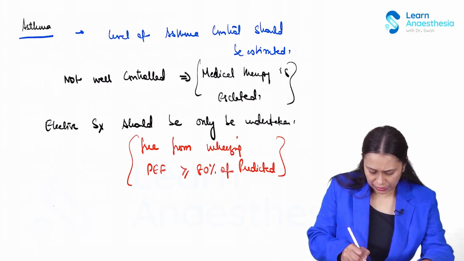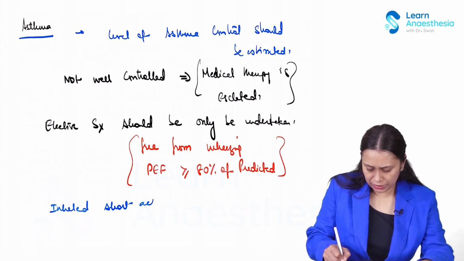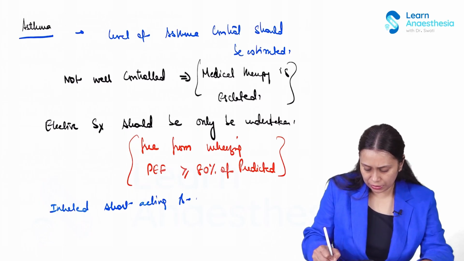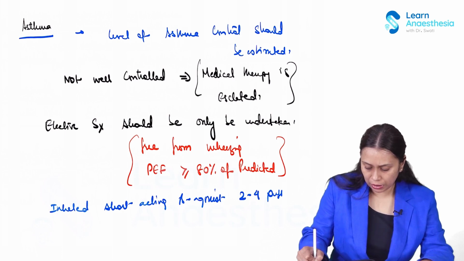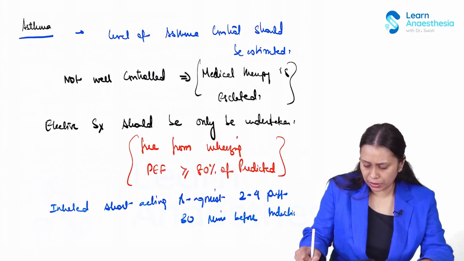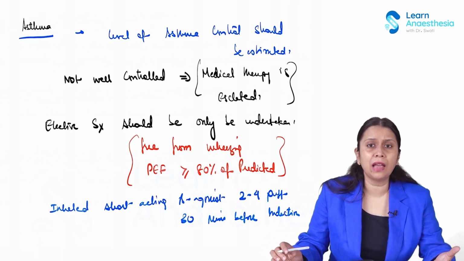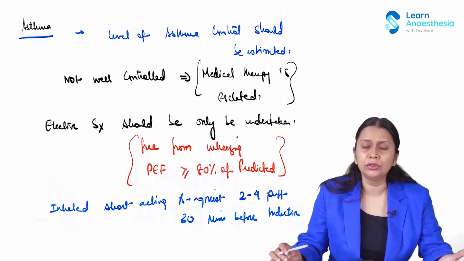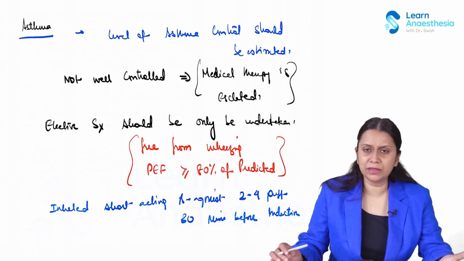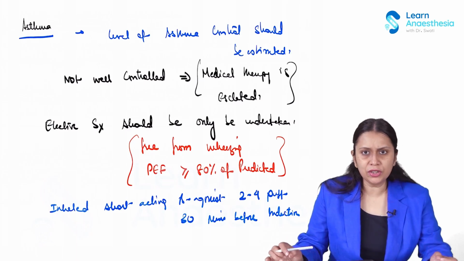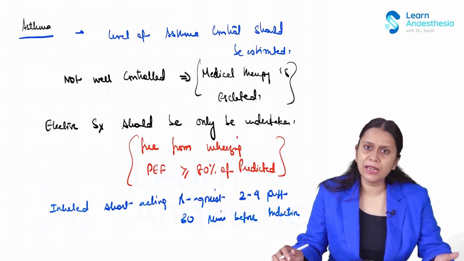So inhaled short acting beta agonist, 2 to 4 puffs 30 minutes before induction. And a proper history should be taken, that is, is there any drug or any condition which exacerbates the asthma of the patient, like aspirin induced asthma exacerbation can be present in the patient. So if such kind of history is there, that drug should be avoided in the patient.